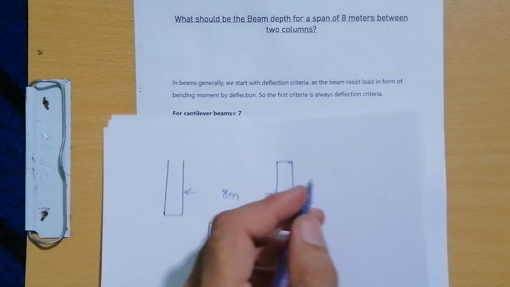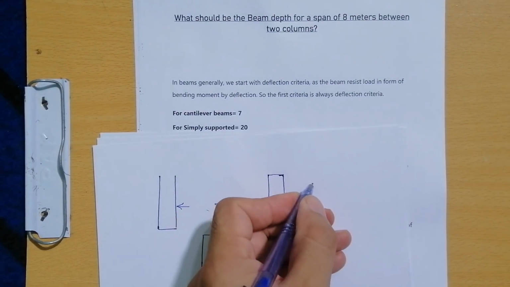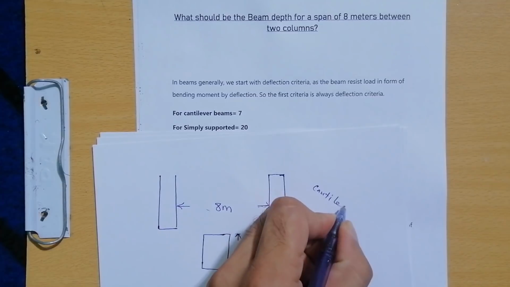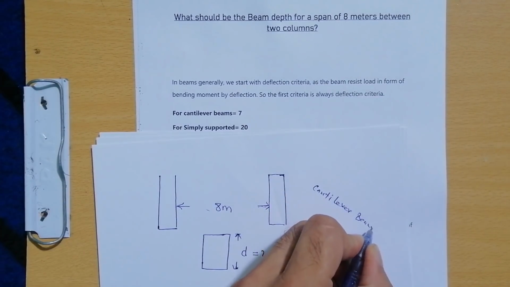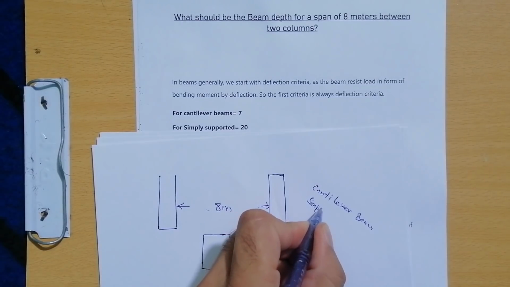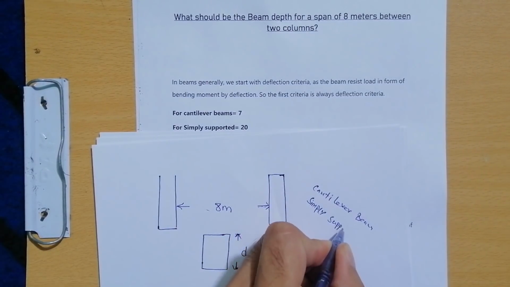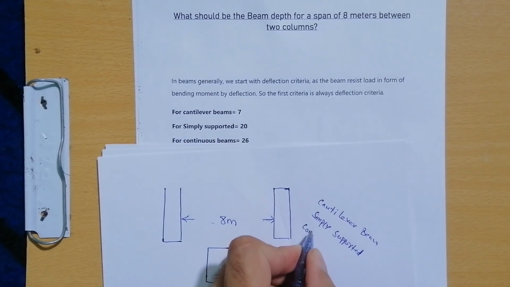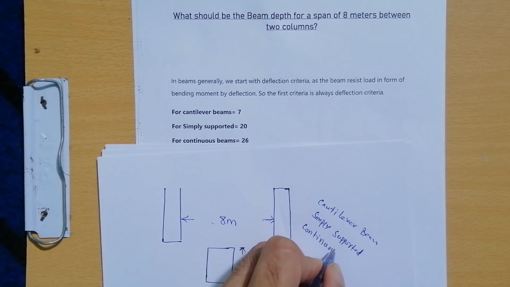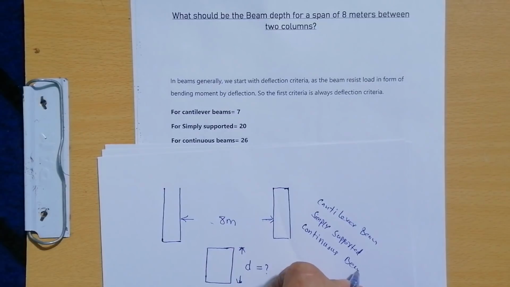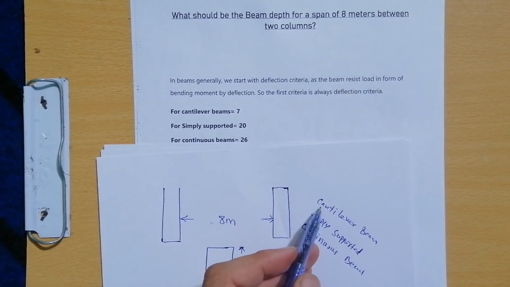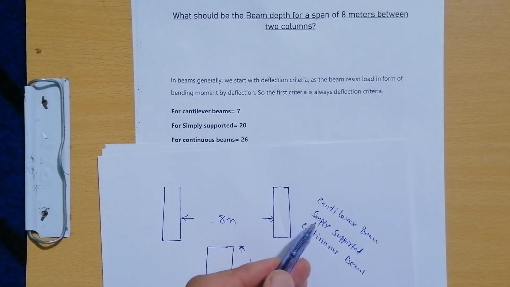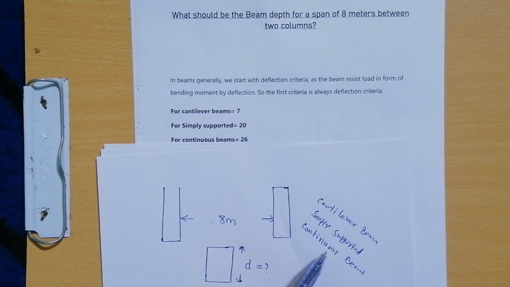And also, to find the depth of beam, normally we have the cantilever beam, the simply supported beam, and the other one is the continuous beam. So now I will tell you how we can find the depth of beam for a cantilever beam, for a simply supported beam, and also for a continuous beam.